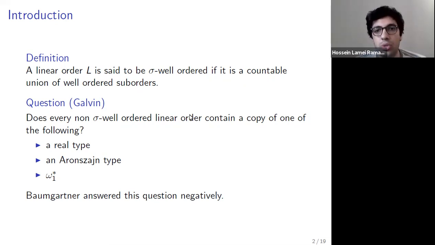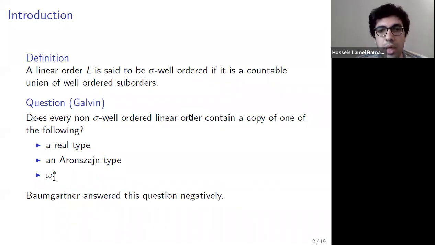A linear order L is said to be sigma well-ordered if it's a countable union of well-ordered suborders. For example, all well-ordered sets, all ordinals are sigma well-ordered, and all countable linear orders are sigma well-ordered. Real types, which are uncountable subsets of the real line, are non-sigma well-ordered. Aronszajn types are not sigma well-ordered, and of course, omega 1 star is not sigma well-ordered.